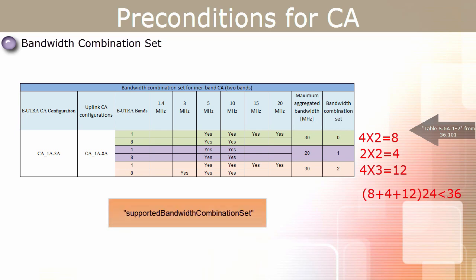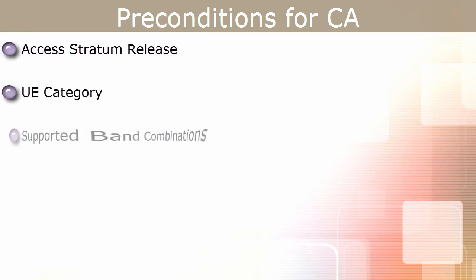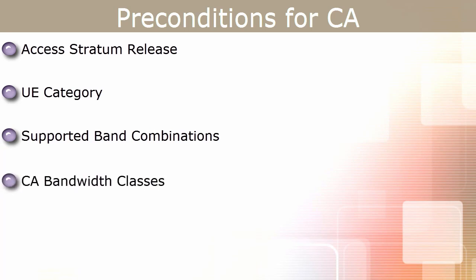UE sends the supported bandwidth combination set in the UE capability information message to tell the supported bandwidth combination set for a CA configuration. Remember, if UE supports only bandwidth combination set 0 for a particular CA configuration, then UE does not send the supported bandwidth combination set for that CA configuration. Finally, I can summarize what all capability information is sent by UE to eNode B for CA: access stratum release, UE category, supported band combinations, CA bandwidth class, and bandwidth combination set.